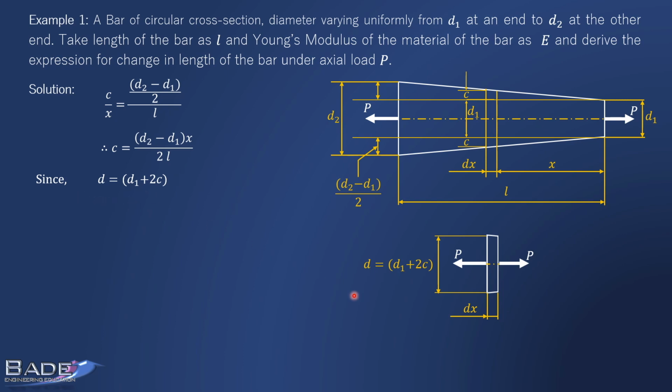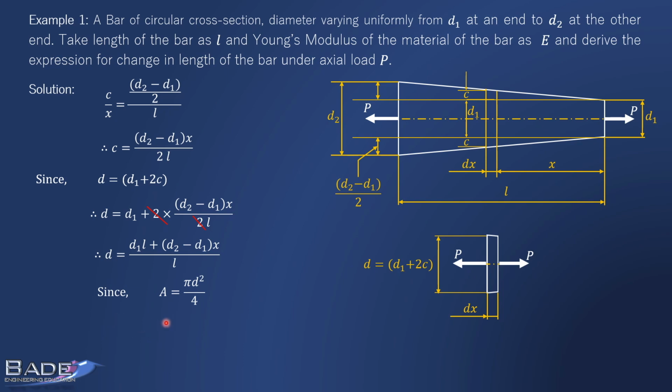So therefore we have found the diameter in terms of x. What is the diameter of this small portion? d1 plus 2c. So we'll replace c by this expression and simplify it. I have replaced c by (d2 minus d1) into x by 2L. We'll remove this 2 from numerator and denominator. So we got d as (d1L plus (d2 minus d1) into x) divided by L.